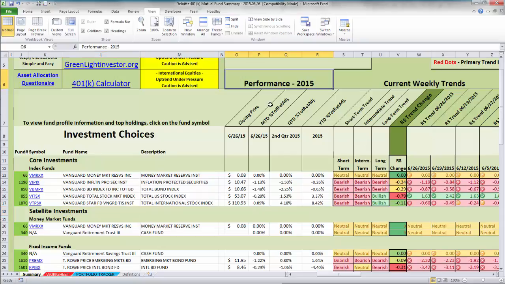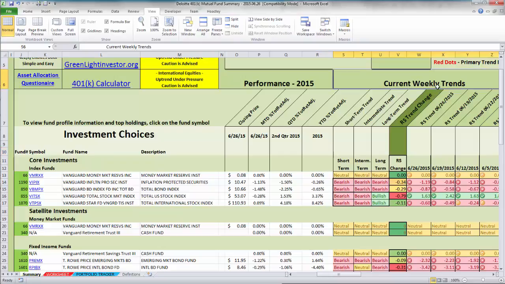In the center part of the worksheet, we'll see the performance for the year 2015. Each week we update the closing price, the month-to-date total return, quarter-to-date total return, and the year-to-date total return. This is important so you can keep track of how your personal investment choices are doing compared to other choices in the different categories as well as in the different sections of the worksheet. It's a good idea just to make sure that you're staying with some of the stronger funds.